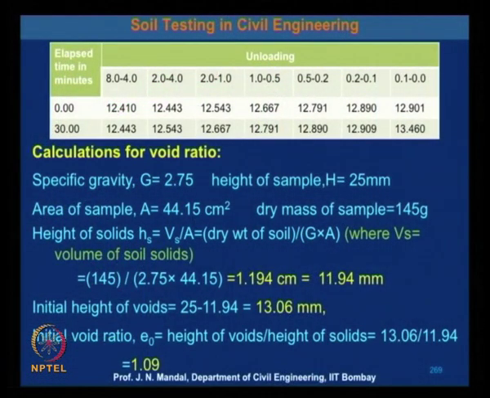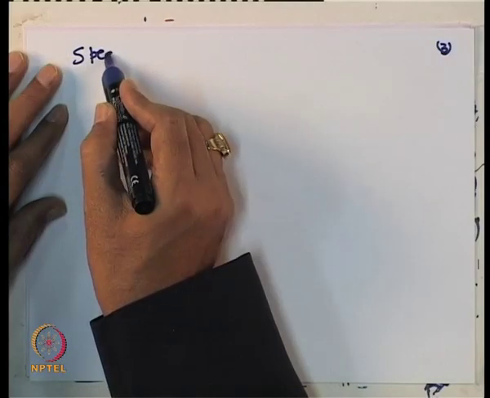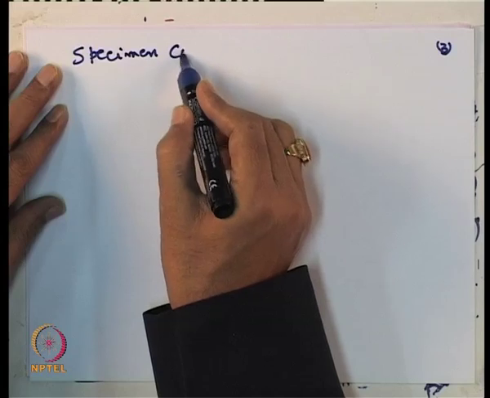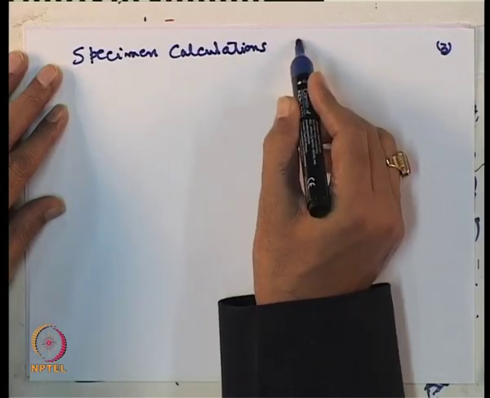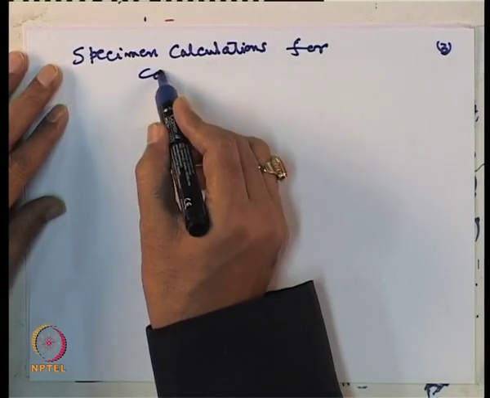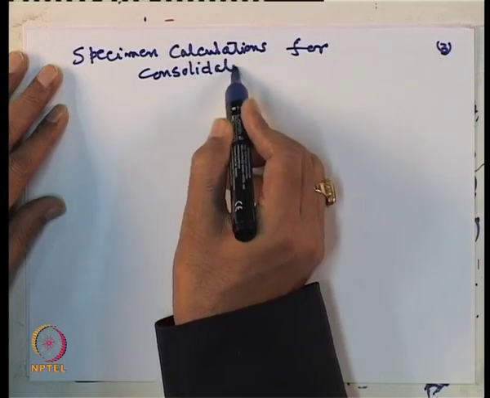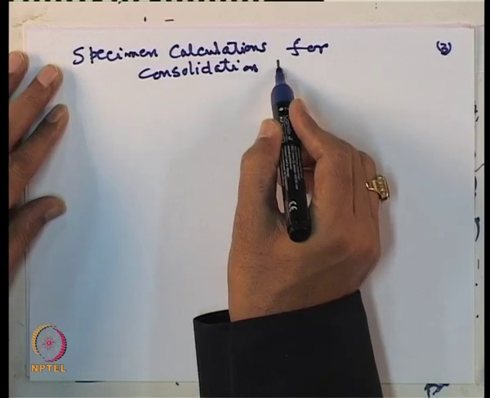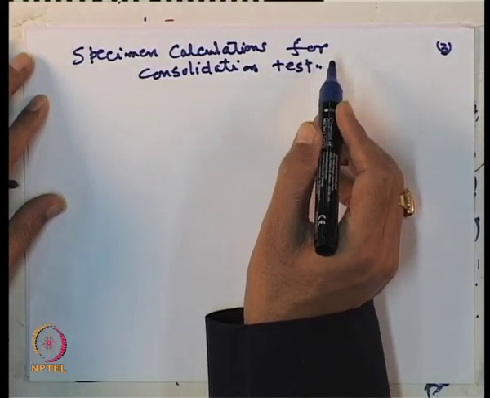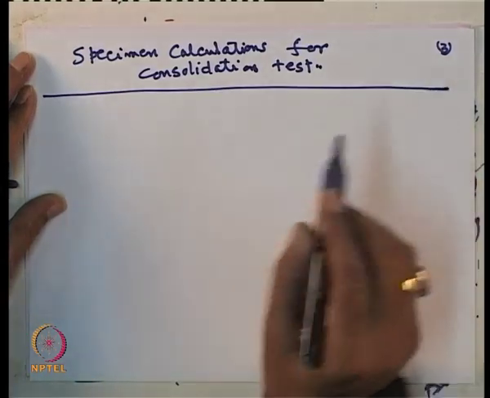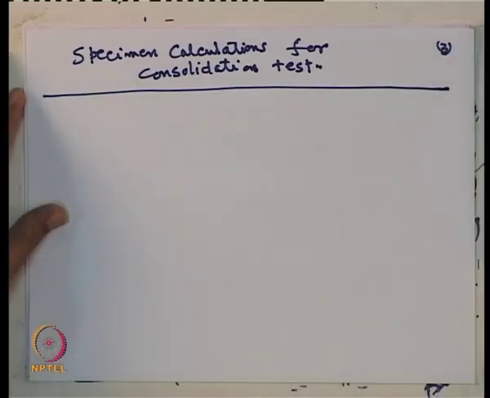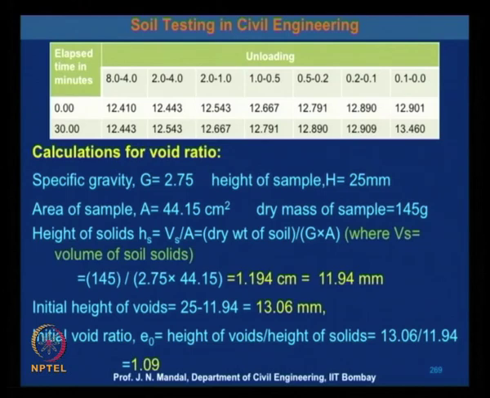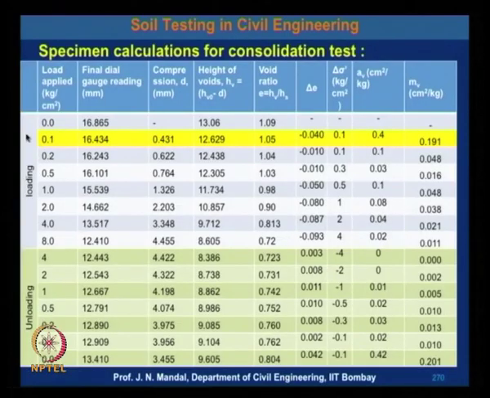Now, I will show you some specimen calculation for consolidation test. I am showing here that this is the table for specimen calculation.